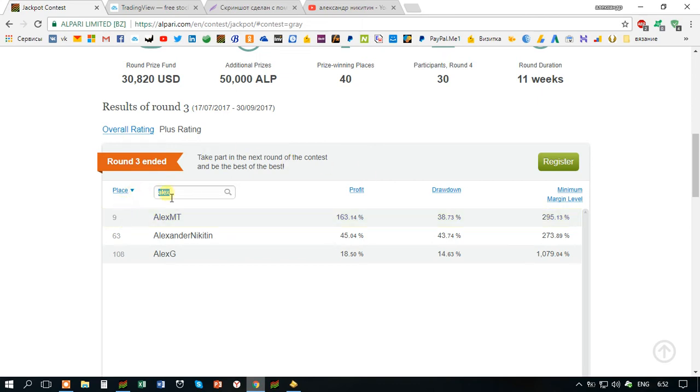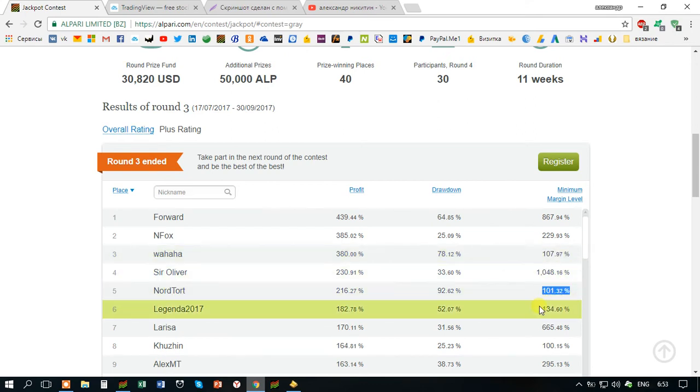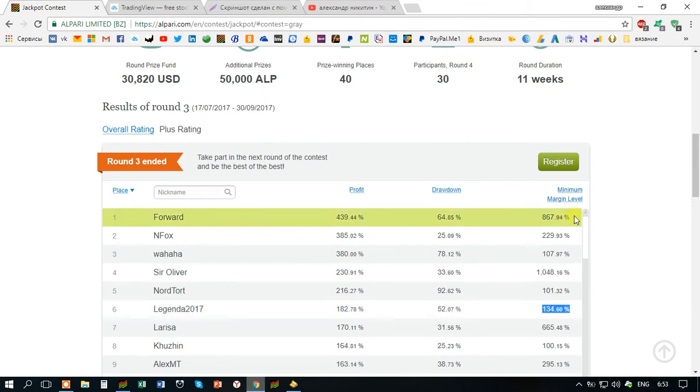Let me show you all of them. You see, some of them have less than 100. They generated that much profit, and sorry, not less than here. This guy was risking the whole account, with a margin level of 100.